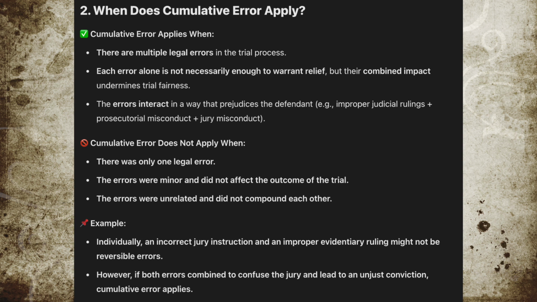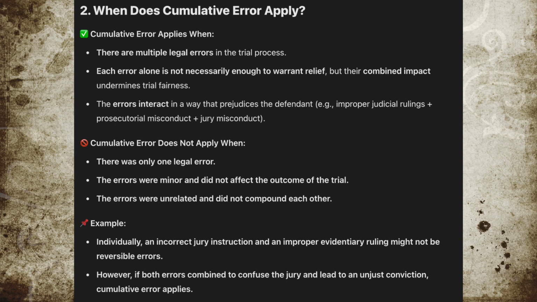It applies when there are multiple legal errors in the trial process, and each error alone is not necessarily enough to warrant relief, but their combined impact undermines trial fairness, and when the errors interact in a way that prejudices the defendant. For example, improper judicial rulings, plus prosecutorial misconduct, plus jury misconduct. Cumulative error does not apply when there was only one legal error, the errors were minor and did not affect the outcome of the trial, or the errors were unrelated and did not compound each other.